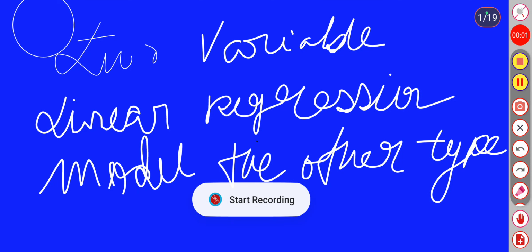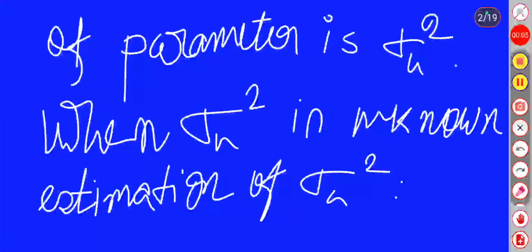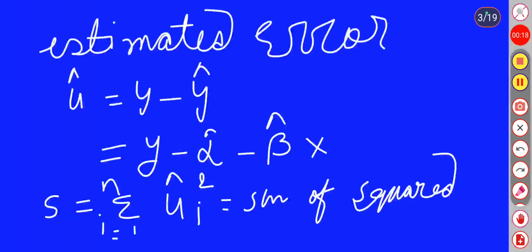Two variable linear regression model. The other type of parameter is sigma u square. When sigma u square is unknown, the estimation of sigma u square will be based on the estimated error u hat, which is equal to y minus y hat, that is, y minus alpha hat minus beta hat x.